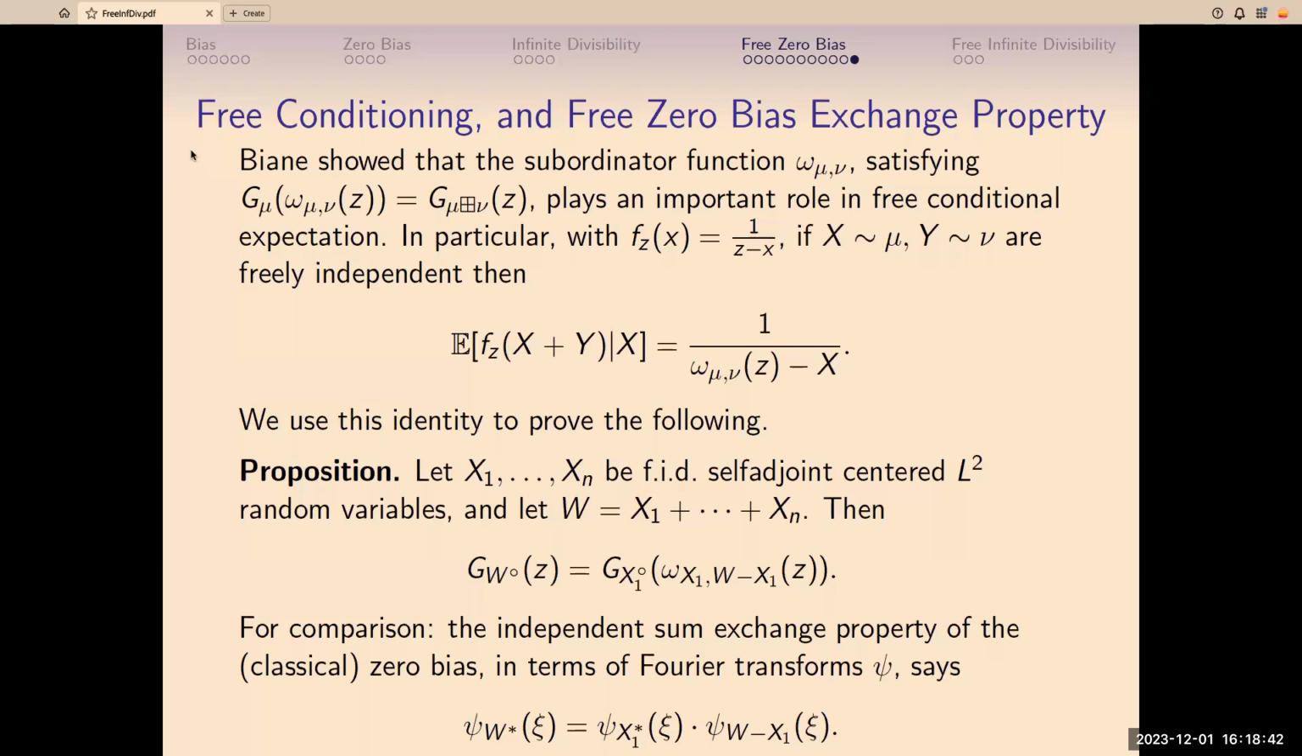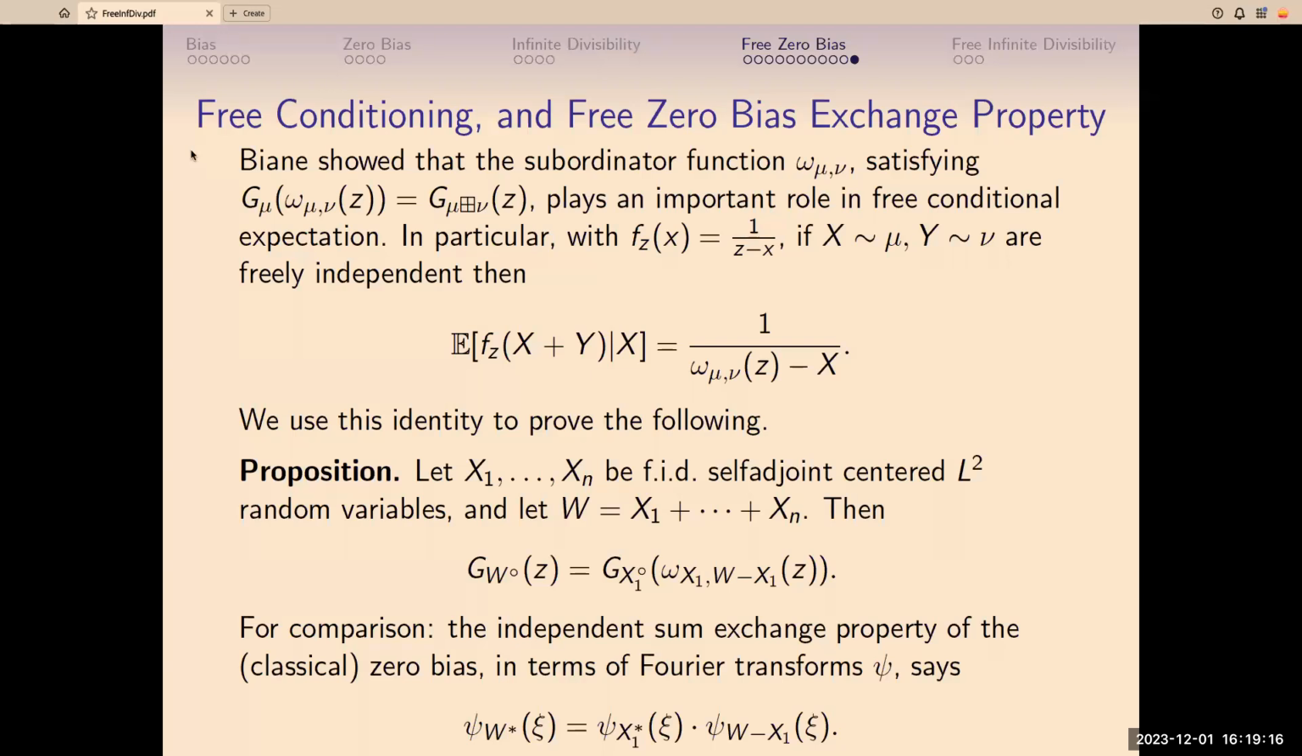We did find an analog of the change-one property in terms of Cauchy transforms. To compare, if you write down what the change-one property is in the classical world in terms of Fourier transforms, then this would be the Fourier transform of the zero bias. You just took one out, so this is the product because they're independent. You took one out of the sum, that's the Fourier transform of what's left, and then you replaced one, and this is the Fourier transform of the one you put back. So here you see the replace-one property, and it's kind of similar here.